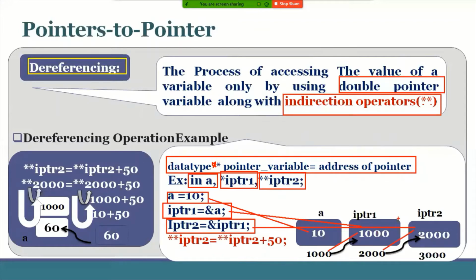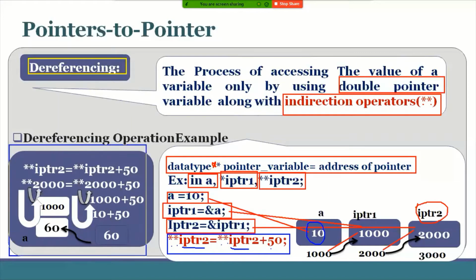Now, with the help of this IPTR2 along with two indirection operators, which you can see in this statement, this expression: **IPTR2 = **IPTR2 + 50. I am trying to modify the value of A, to update A's value with the help of this statement. We'll discuss the dereferencing operation of the double pointer with the help of this diagram. Observe carefully, listen carefully, so that you can understand very easily.